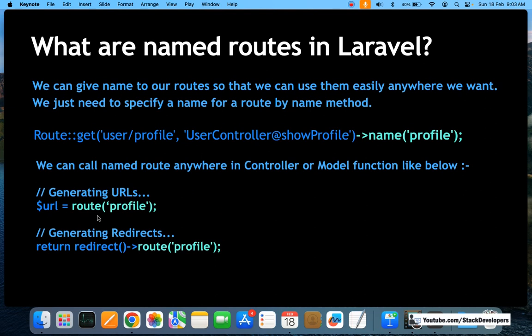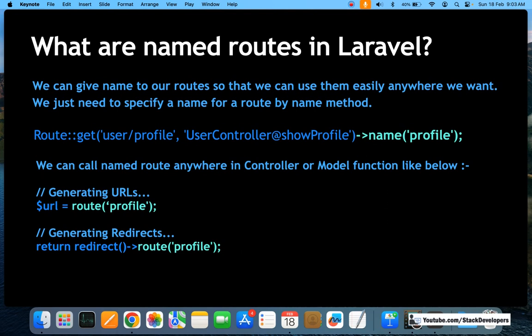See, for generating a URL, here we have just taken a variable, and in that variable we have called that profile route. The syntax is route, and the name of the route will come here. So this URL will have that complete route. We are going to assign the complete route to this URL variable. Okay, and for redirects, you are just required to give this one, like you have done some kind of functionality in the function.